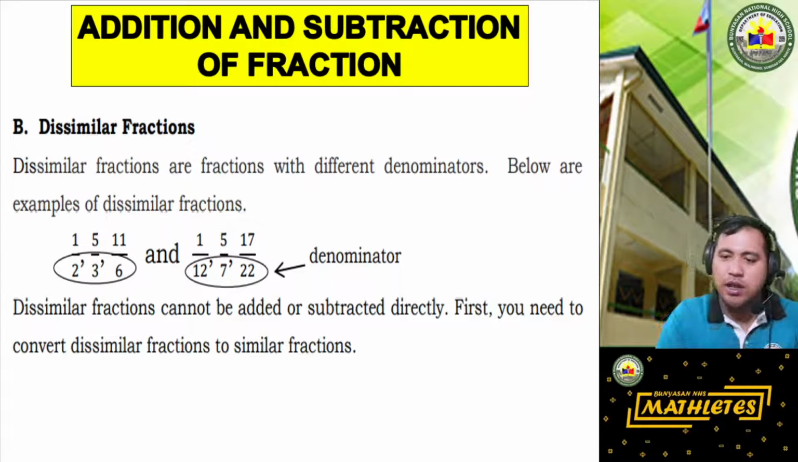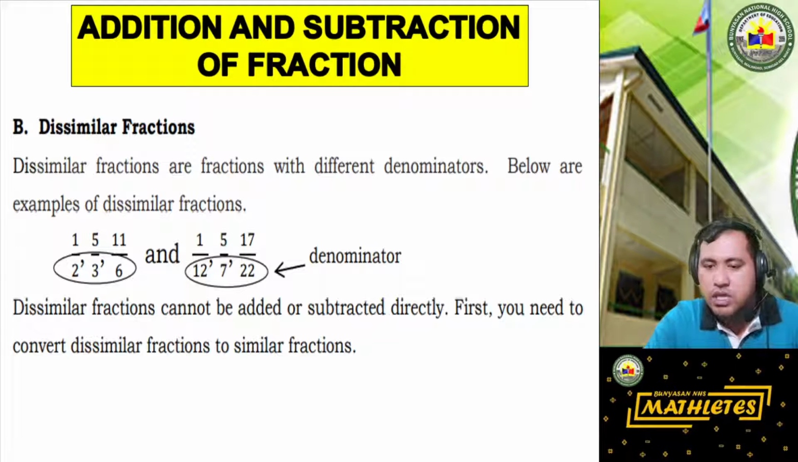Nakuha, dissimilar. So, like for example, this one, we have 2, 3, 6. The denominators are 2, 3, and 6. So, we have 12, 7, and 22. Di pareho. They are not the same. So, kahit pare-pareho sila ng numerator, basta hindi sila pareho ng denominator, dissimilar ang tawag. Dissimilar fraction. So, dissimilar fractions cannot be added or subtracted directly.